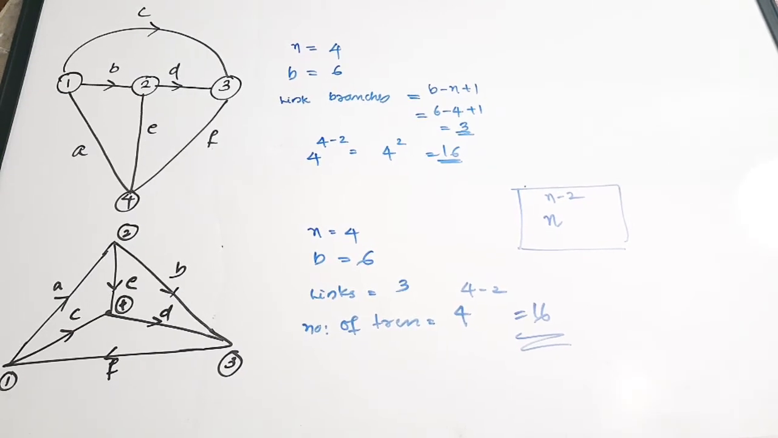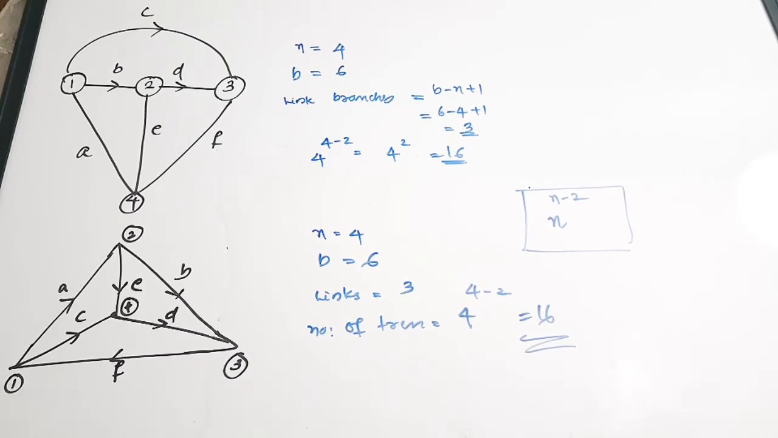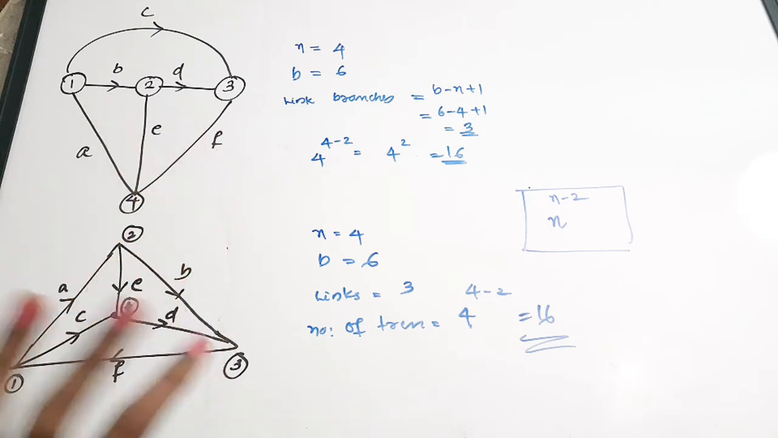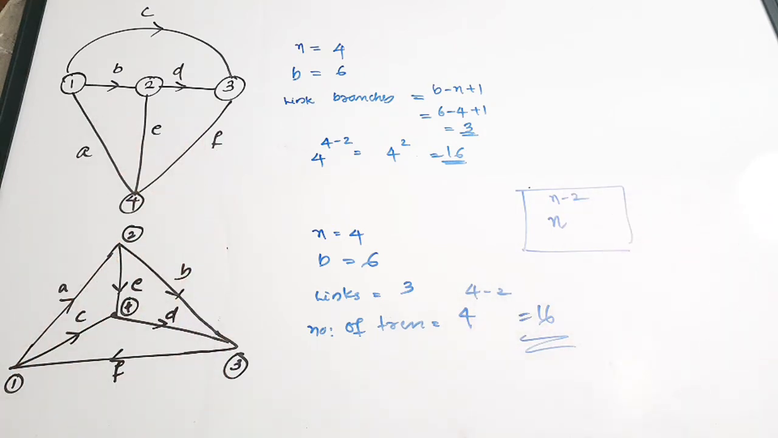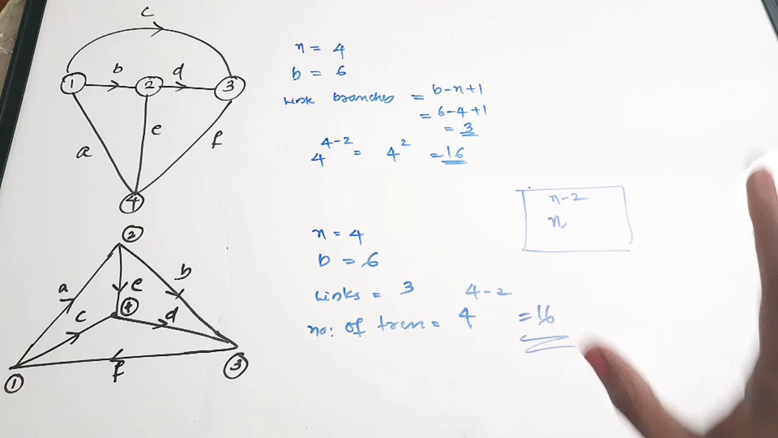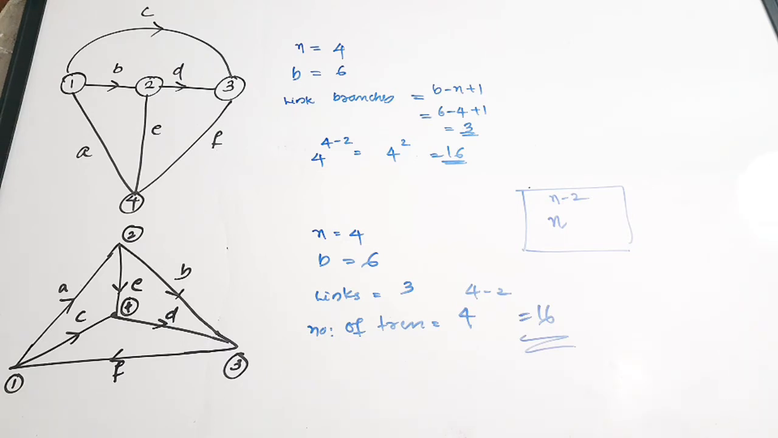Okay, so sometimes you may have the doubt of why we are not getting the number of trees by this equation, that is n raised to n minus 2. Why is that equation not applicable there? Because the graph given there is not a complete graph. So you cannot apply this equation. You can only form the trees and count them. So this equation is applicable only for complete graphs.